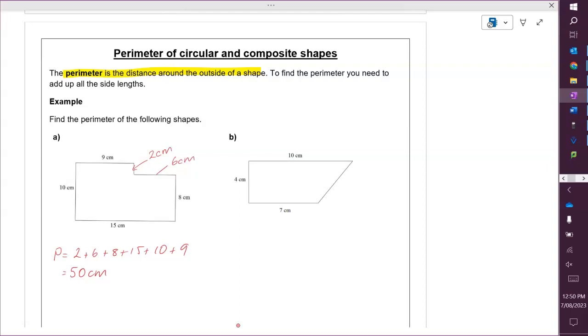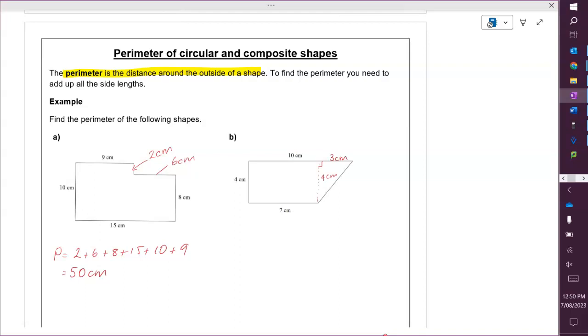Now with B, I have a missing side that I need to find, and I can't find it just by doing these subtractions like I did in the first one. So what I'm going to do here is pretend that this is a right-angled triangle. Now I know that the height of this triangle here is 4, and to calculate this side here, I know that this whole measurement is 10, this is 7, so that means that this part here is going to be 3 centimetres.